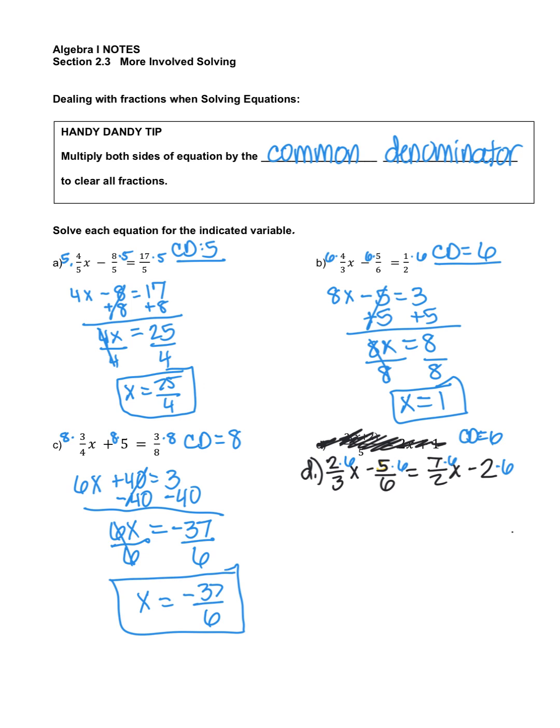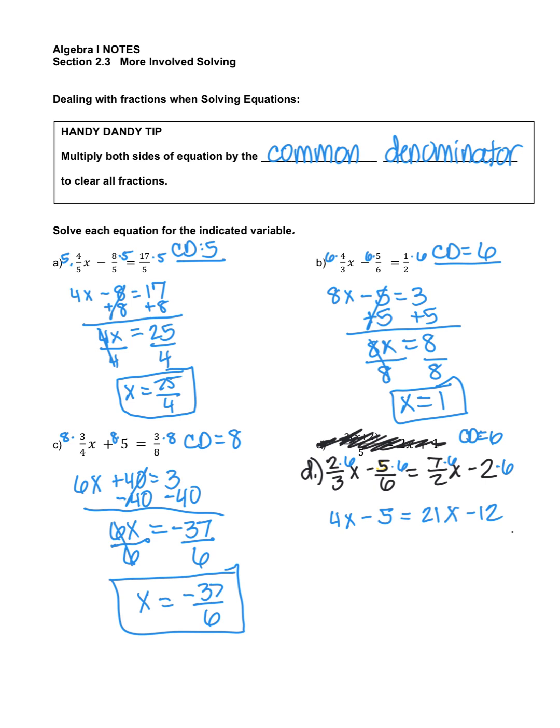Now we have 6 times 2 is 12, divided by 3 is 4x. Then we have negative 5 times 6 is negative 30 divided by 6. So 30 divided by 6 is 5. We keep that negative. 7 times 6 is 42 divided by 2 is 21x. Negative 2 times 6 would be negative 12.